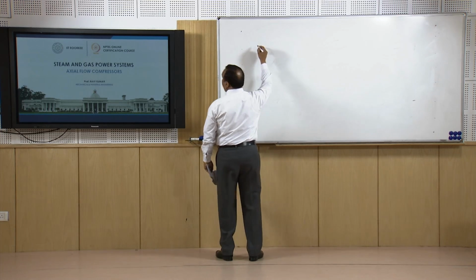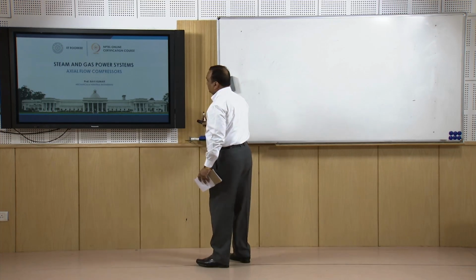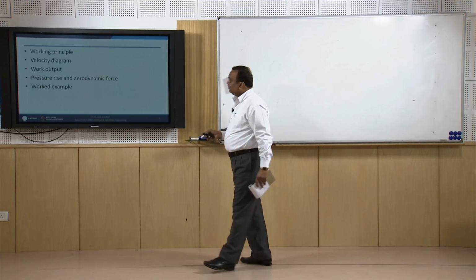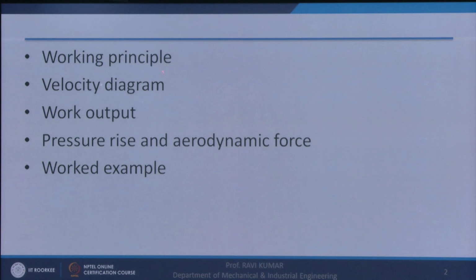Now, we will do the pressure rise. So, what we have done so far, we have just discussed the working principle, we have discussed the velocity diagram, we have discussed the work output. Now, pressure rise and aerodynamic force in a stage of an axial flow compressor.